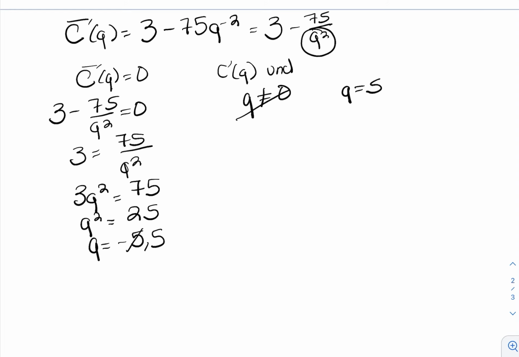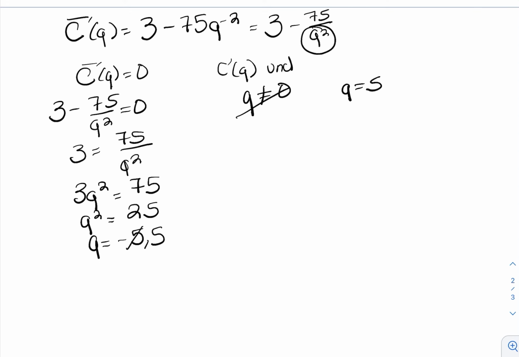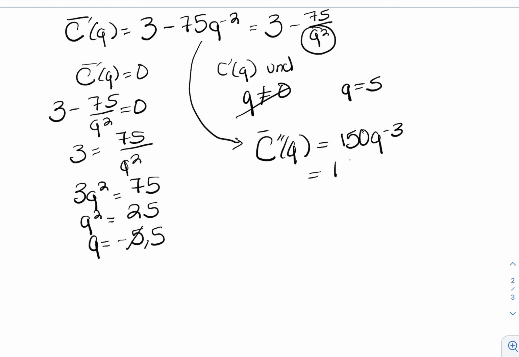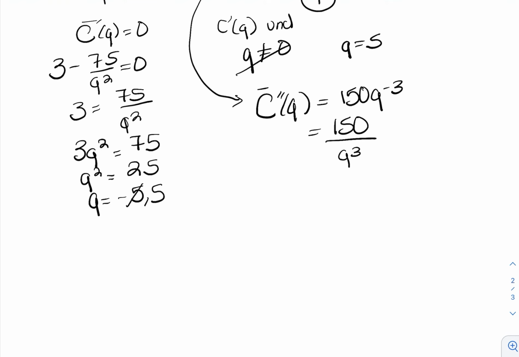So how do we know which one it's going to be? Well, again, that's up to you, you can check it using the first derivative test or the second one. I'm going to use the second one because practice, and this is what we're learning. So I'm going to take it from here. The derivative of 3 is 0. Then I'm going to have 150 q to the negative 3, which is 150 over q cubed. And then I'm going to plug it in. I'm going to plug in 5.